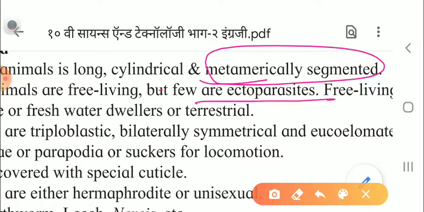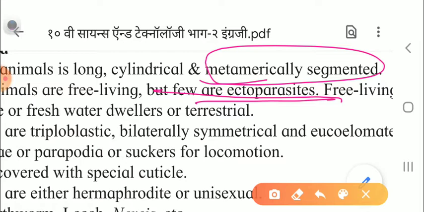Ectoparasite means whenever the parasite lives outside of its host, it is called ectoparasite. Ecto means outside. Parasite means the organism which is dependent on another organism for its food or nourishment. Now they are free living, and sometimes if they are not free living, they may be marine or sometimes freshwater dwellers or terrestrial.